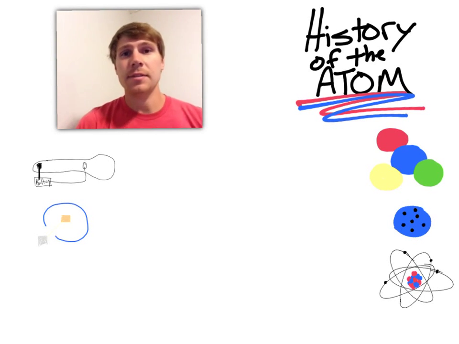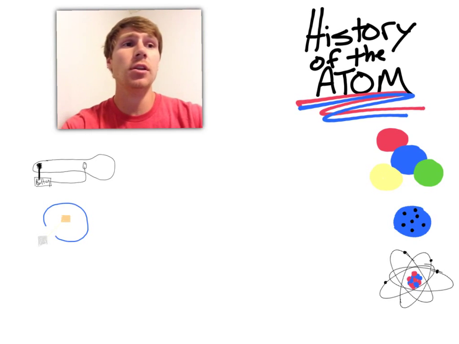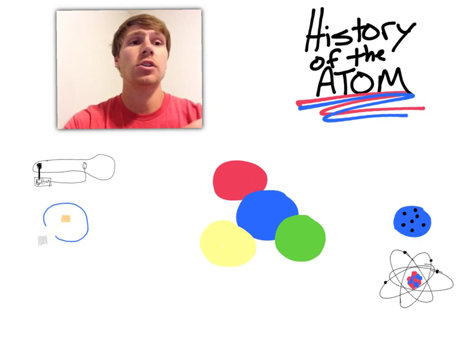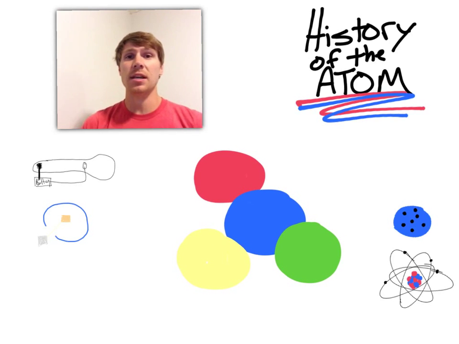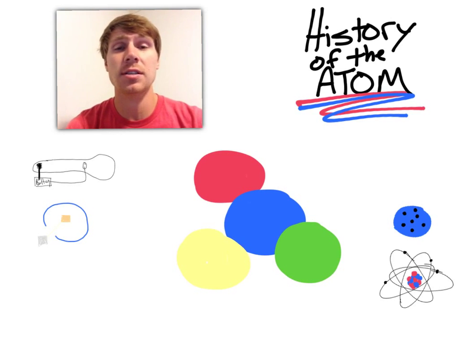Alright, hi guys. Today what we're going to talk about is the history of the atom, specifically how they came to figure out what an atom was made up of. So first, if we think back to what John Dalton was thinking, when he talked about atoms, he was saying that these are the smallest indivisible parts of any type of matter and that each atom is different.